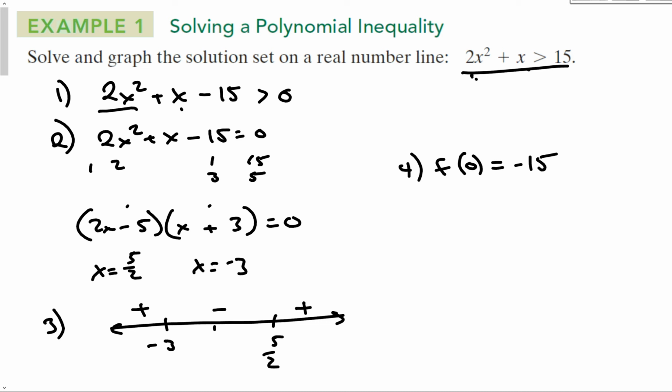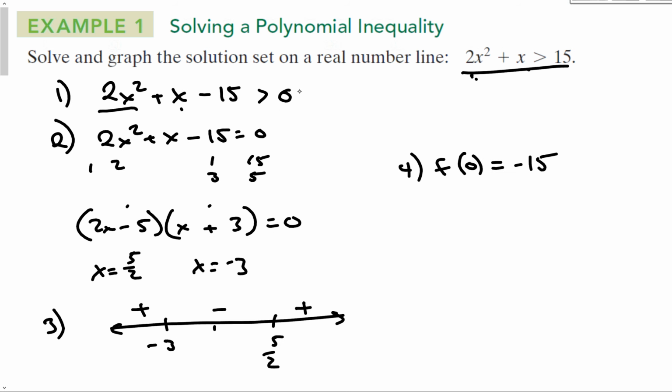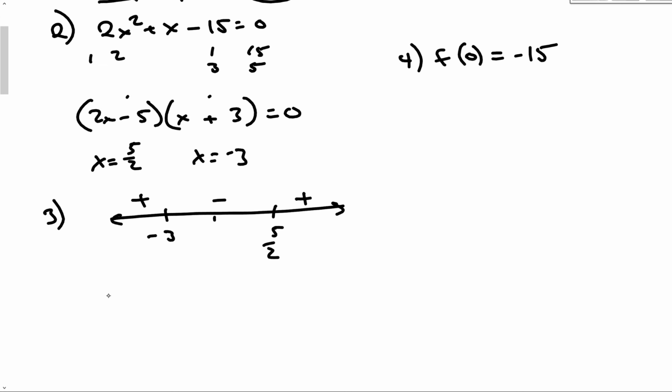Now, the question, we're not done yet. We got to write the solution set. So the solution set is, I want to know where this function is positive, greater than 0. So I can see that it's positive in 2 places. So my answer becomes from negative infinity to negative 3 union 5/2 to infinity. And that is my answer. Okay, let's try that again.